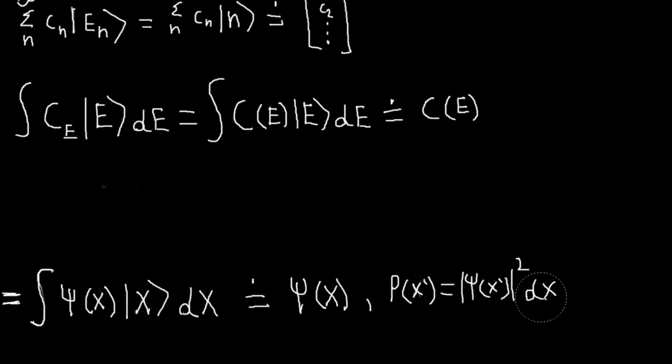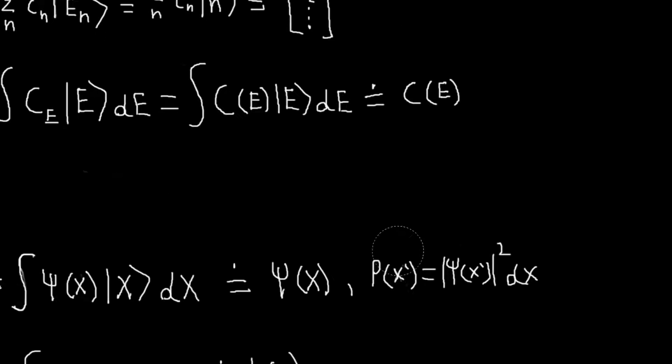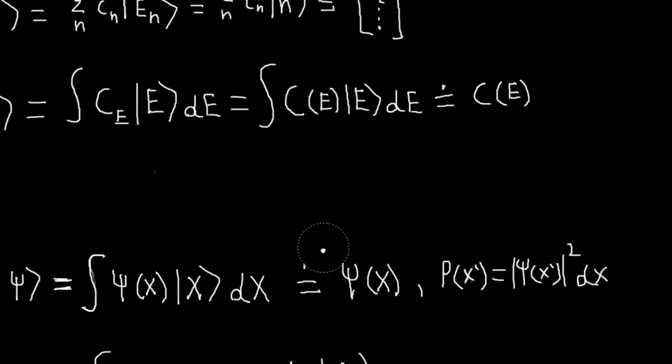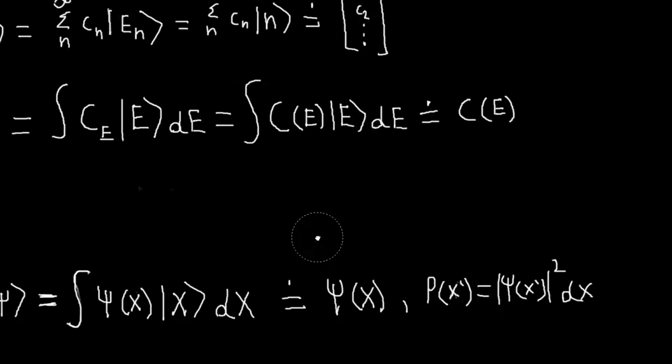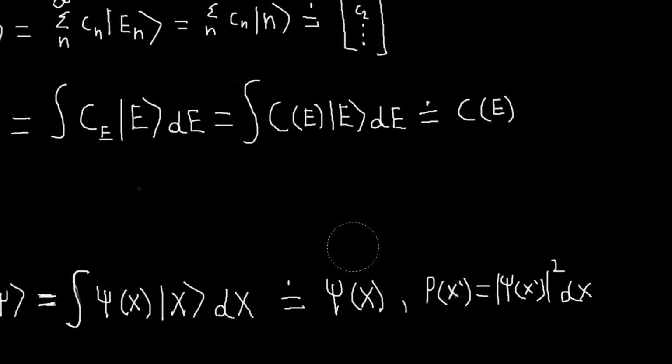And we have this dx here because this is really a probability density. Because there's an infinite number of points the particle could be, the probability of it being at any one point is really an infinitesimal quantity. So normally what you say is the probability to measure the particle between, say, x1 and x2 is given by the integral of this quantity from x1 to x2.